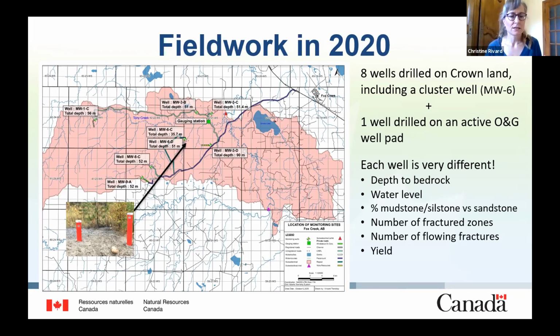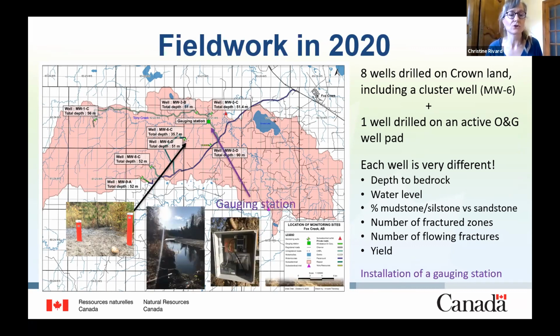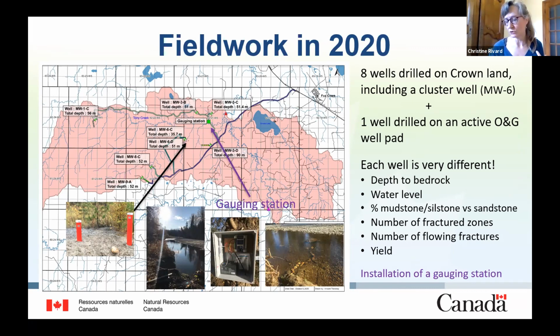As expected in this heterogeneous bedrock formation, each well turned out to be very different from the other, with widely varying percentages of fine-grained rocks versus sandstone, and number of fractured zones and flowing fractures, etc. A gauging station was also installed on Tony Creek, as we need this information to be able to calibrate the hydrogeological model.